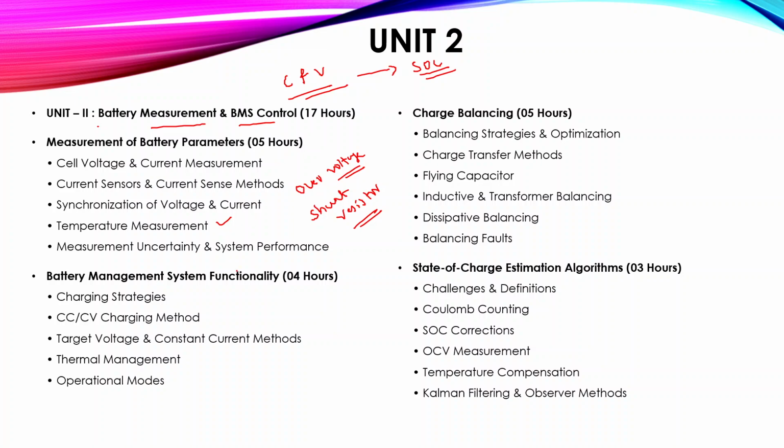Now, coming to battery charging functionality, the most common method is the constant current and constant voltage method. We are going to call it CC and CV charging. In the constant current phase, the battery is charged with a fixed current until it reaches the target voltage. And coming to CV, the voltage is maintained constant while the current gradually decreases.